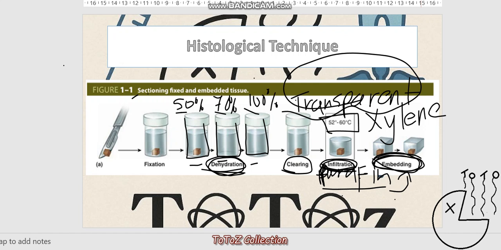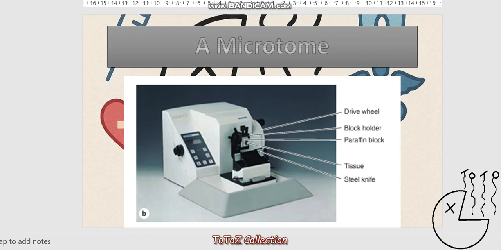And then after you've embedded it, now you get the whole cube. You get this whole cube and put it in a machine called a microtome. This is the microtome. As we can see here, we do have what they're calling a paraffin block, so meaning the entire paraffin block that you previously had is going to stay right about here. Now this microtome is used to cut the tissue into minimal sizes, so it's going to cut the tissue together with the paraffin in this way.